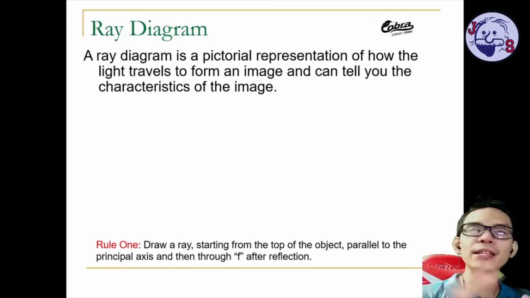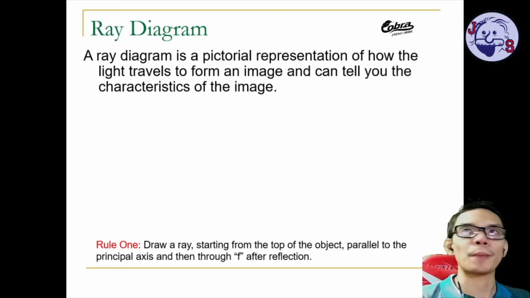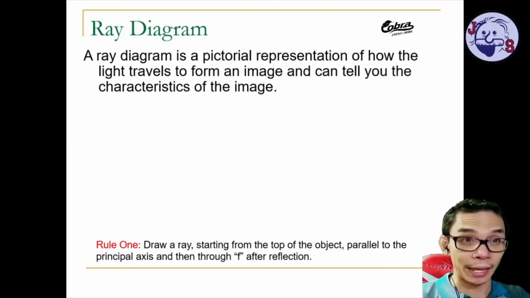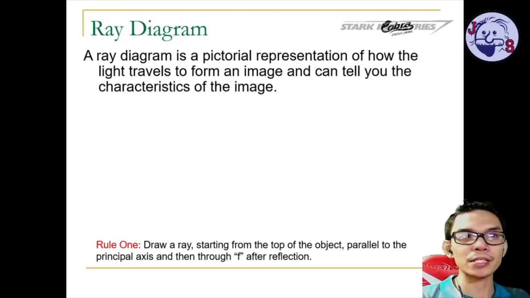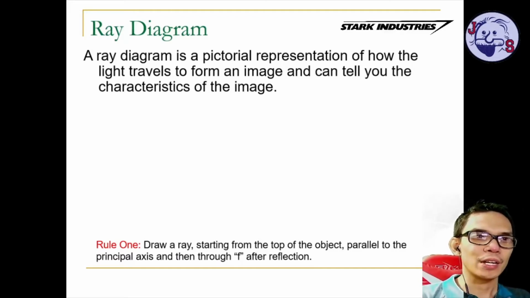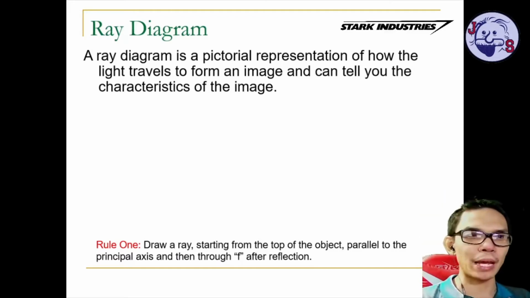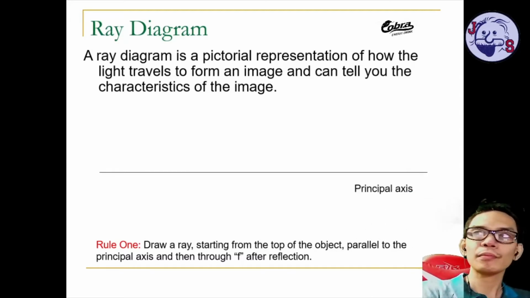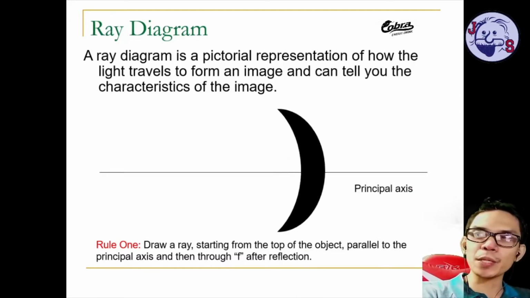A ray diagram is a pictorial representation of how the light travels to form an image in a mirror or lens, and it tells you the characteristic of this image. With the use of the ray diagram, you should be able to see how the light interacts in your optical devices like mirrors and lenses. So let's get started. We have here the principal axis.